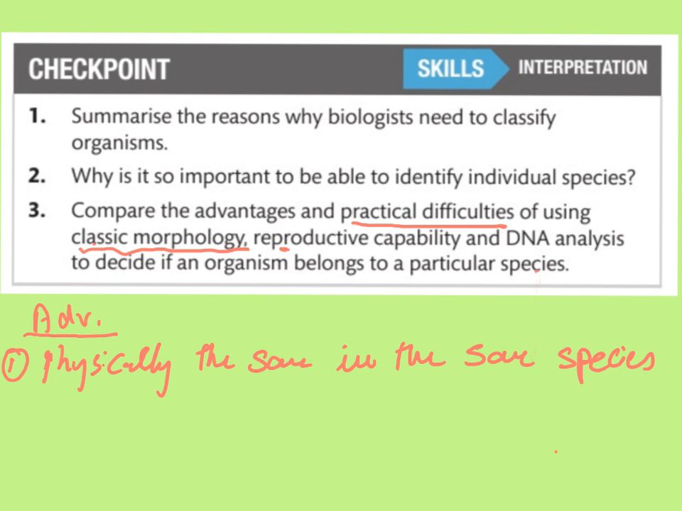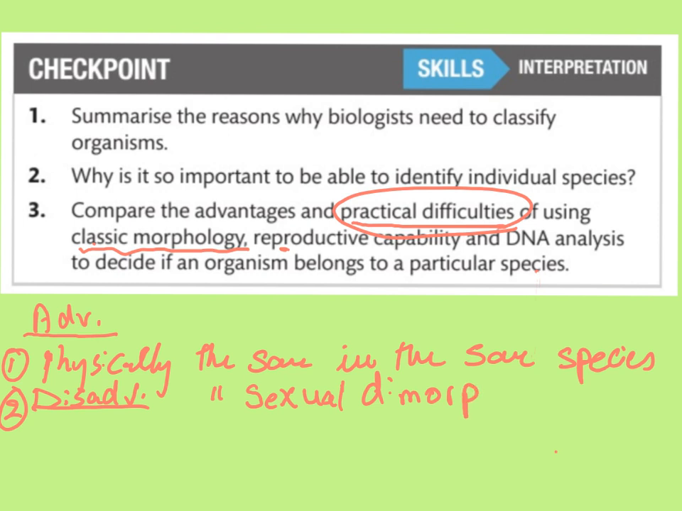But many problems arise here. What is the disadvantage here? There was also something we call sexual dimorphism. Yes, this is the difficulty of the morphological model, sexual dimorphism. If the male and female look different, they will create a problem. Can we put them in the same species or not?